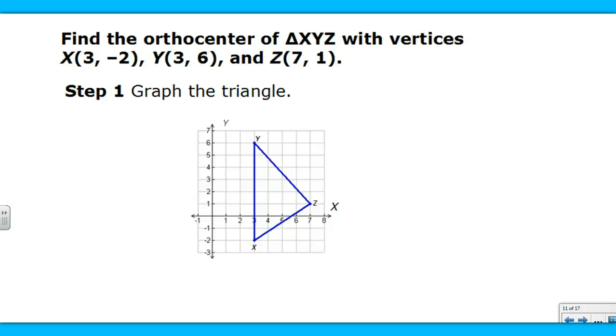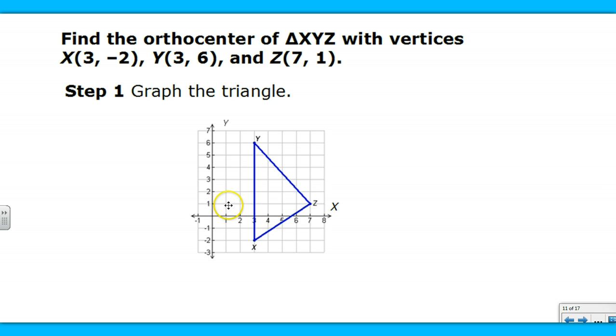So the first step, of course, if you didn't have the image in a coordinate plane, would be to put it on one, right? So we graph the triangle, as you can see here in step 1. And if we're going to find the orthocenter, we need to find the altitudes, right? And at least 2 altitudes where they converge will give us the orthocenter, right? The 3rd altitude would converge at that same point. So we simply need to find 2.